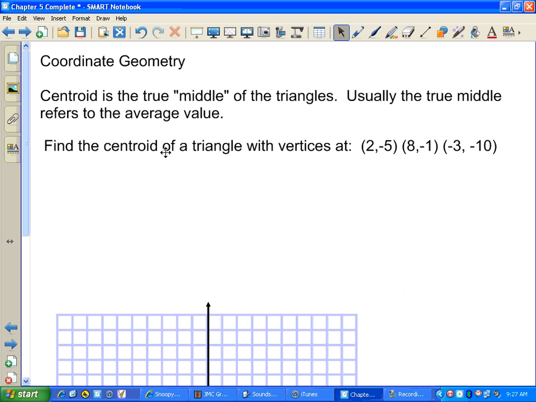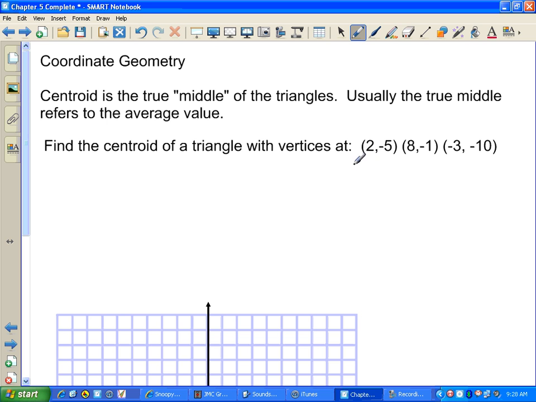All right, we're going to take the concept of medians and centroids and altitudes and the orthocenter and apply them to our coordinate geometry. So we can use our algebra to find the centroid or the orthocenter. So centroid is the true middle. All these centers that we're finding are different types of centers of the triangle, but the centroid is the truest since it's the balance point of the triangle.